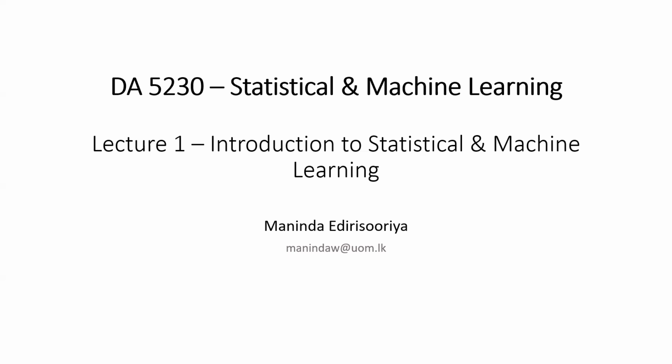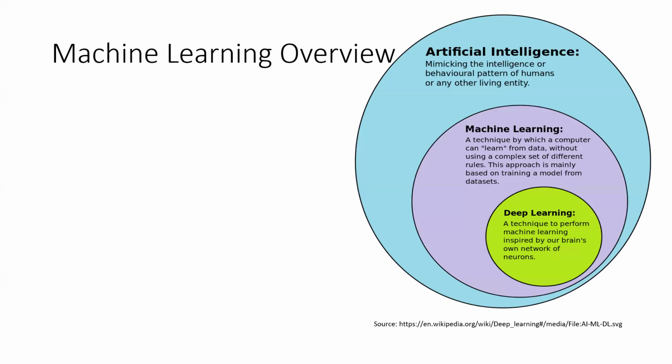So this is the first lesson of this subject module, which is about the introduction to statistical and machine learning. Before we move on to the subject about statistical and machine learning, we have to understand what is machine learning, right? Machine learning is actually a part of artificial intelligence. In order to identify what is artificial intelligence, first we have to identify what is intelligence, right?